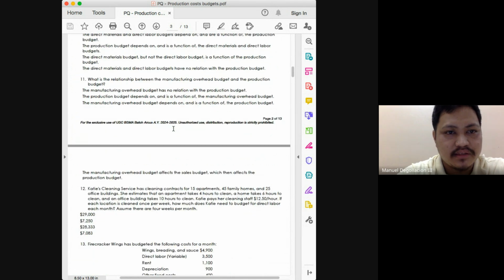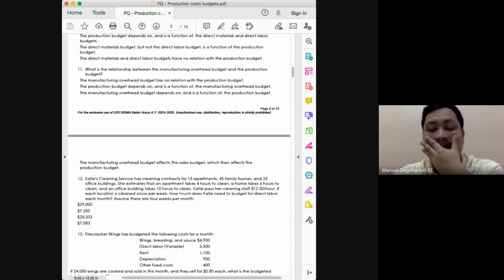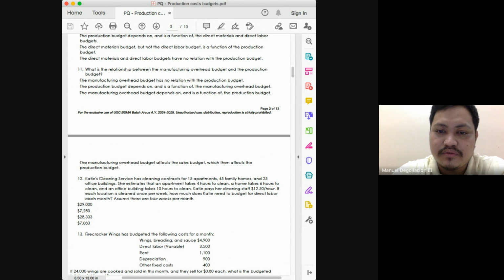Number 11, what is the relationship between the manufacturing overhead budget and the production budget? Very similar to question number 10, and this should have the same answer. First choice, the manufacturing overhead budget has no relation. That's incorrect. The production budget depends on and is a function of the manufacturing overhead budget. No, again, as what we mentioned. Production budget first, then you will prepare your direct materials, direct labor, and overhead budget.